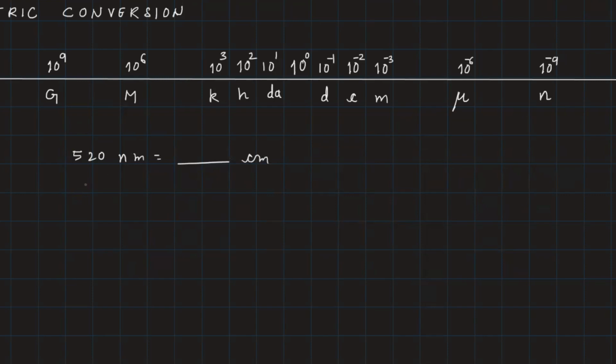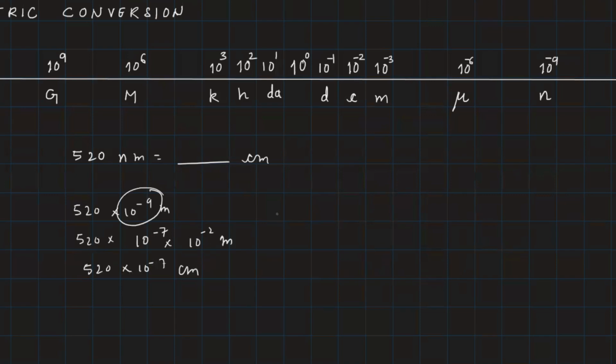So we have 520 nanometer converted to centimeter. So 520 into 10 to the power minus 9. So this is 520 and I need a centimeter. So 10 to the power minus 2. To keep it at minus 9, we have 10 to the power minus 7. So this is 520 into 10 to the power minus 7 centimeter. And to make it into scientific notation, that is 5.20, I have to shift this decimal 2 times to the left. That will make it minus 5. The answer is 5.20 into 10 to the power minus 5.